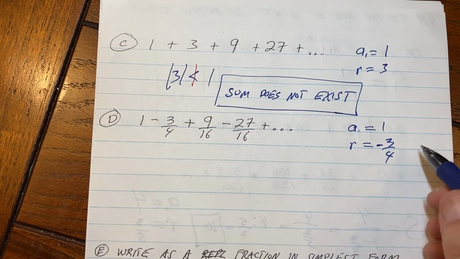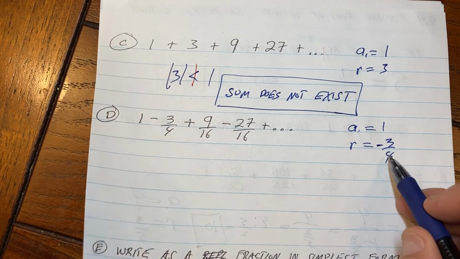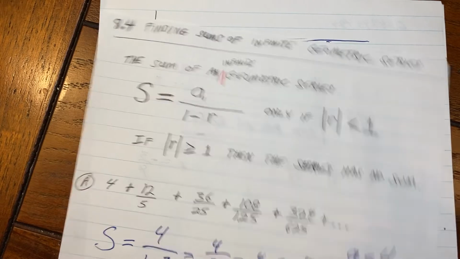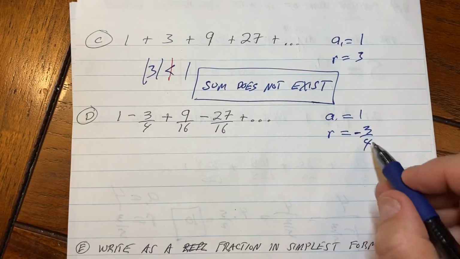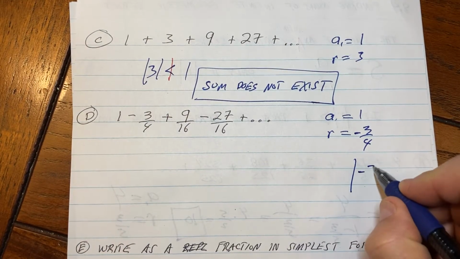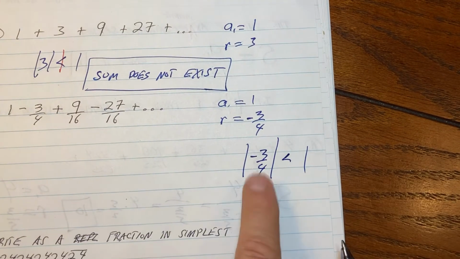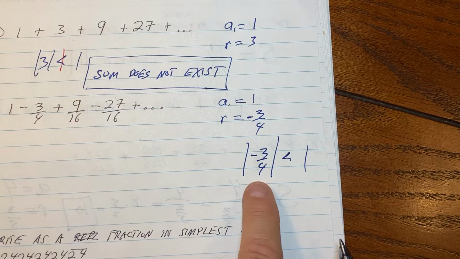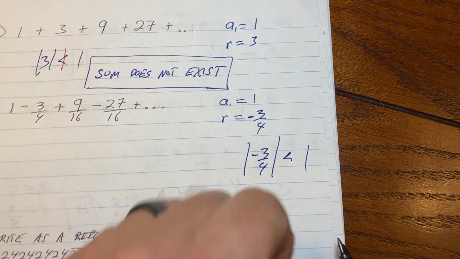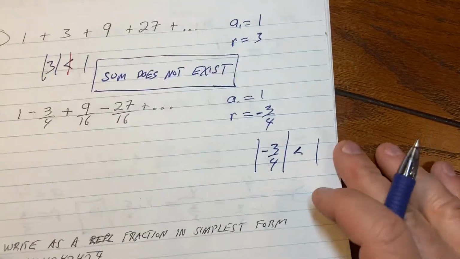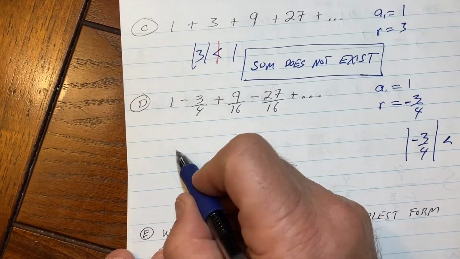So does this apply? Is the absolute value of this less than 1? Absolute value of negative 3/4. Is that a true statement? The absolute value of negative 3/4 is 3/4, and yes, it's less than 1. So we're going to be able to get a sum out of this.